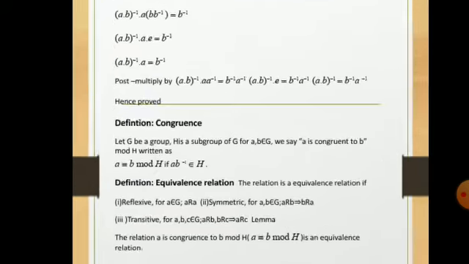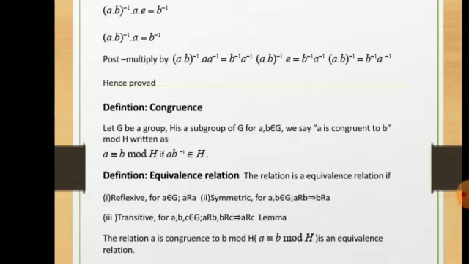Now let us see the definition for congruence. Let G be a group. H is a subgroup of G. For a, b belongs to G, we say a is congruent to b mod H, written as a ≡ b mod H, if a b inverse belongs to H.